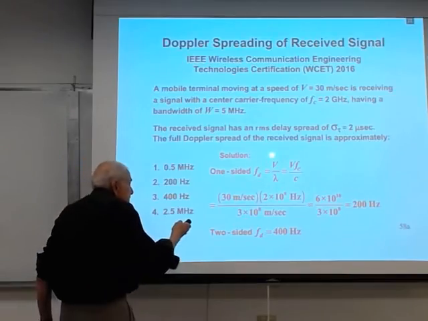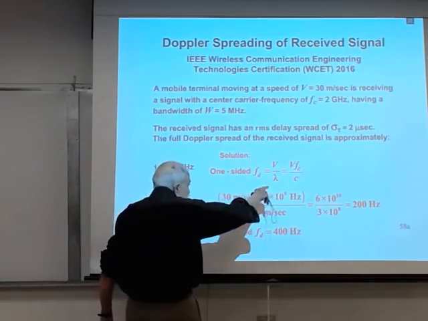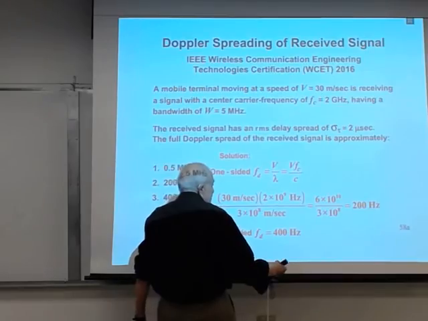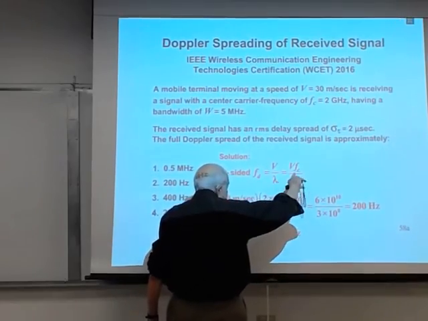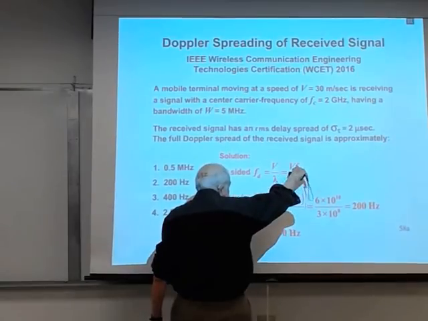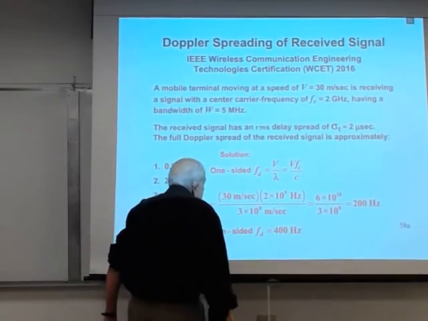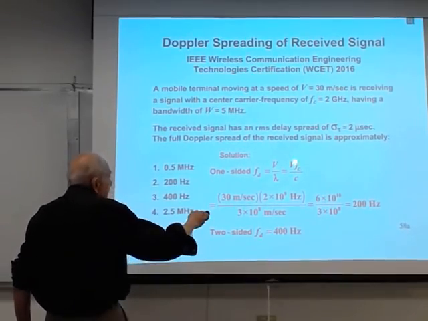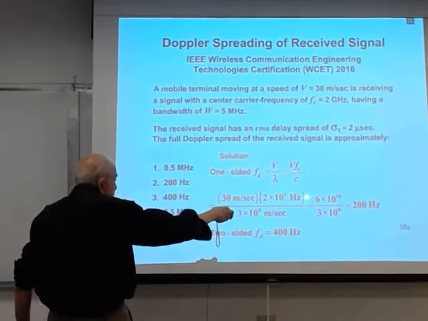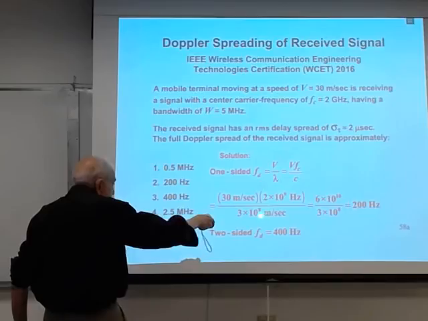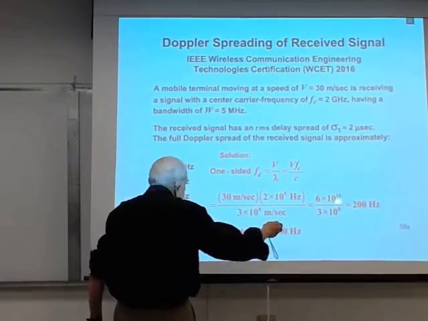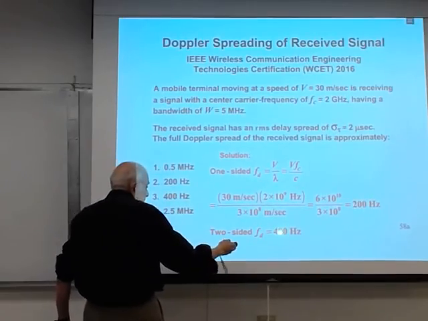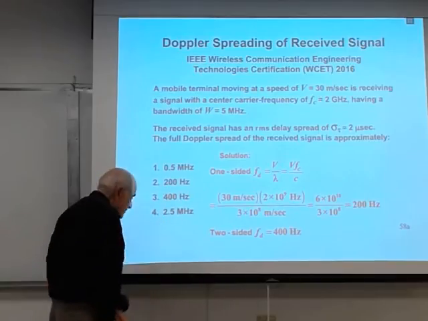The Doppler spread is velocity divided by lambda. Lambda is nothing more than the speed of light divided by the center frequency. Or, because it's in the denominator, this is the speed of light, this is the center frequency, it's reversed. So you plug in the numbers you're given. Velocity is 30 meters per second. The center carrier is 2 gigahertz. The speed of light is 3 times 10 to the 8 meters per second. And this would be a one-sided f sub d of 200 hertz. So the answer would be double it. And number 3 is the correct answer.